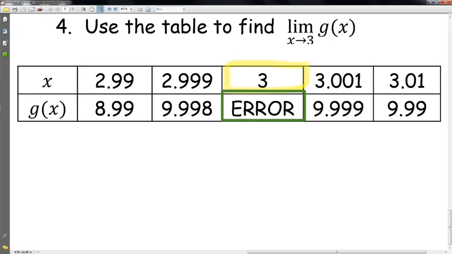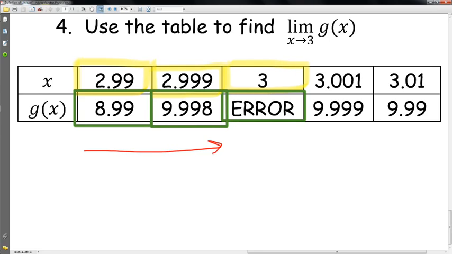And as you can see, I have my x value of 2.999. Well, its y value is 8.99. Well, let's get a little bit closer to 3, and that will be 2.9999. And so that gets even closer. Its y-coordinate is 9.9998. Well, it looks like to me that I'm approaching the value of 10. So on this, when I'm approaching from the left-hand side, it looks like I'm approaching the value of 10.